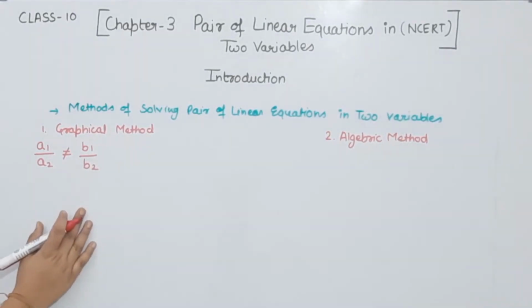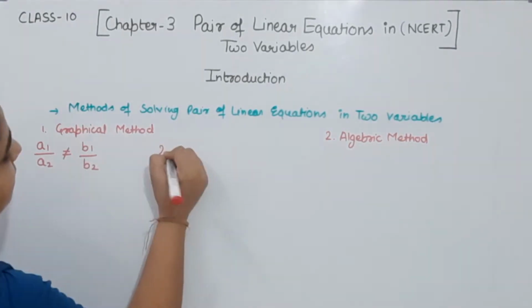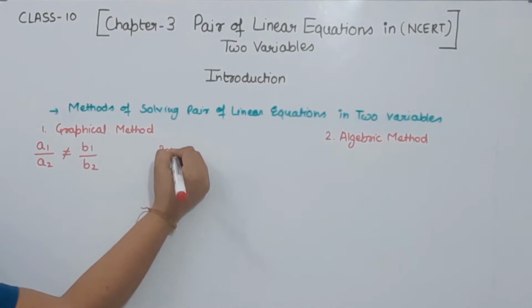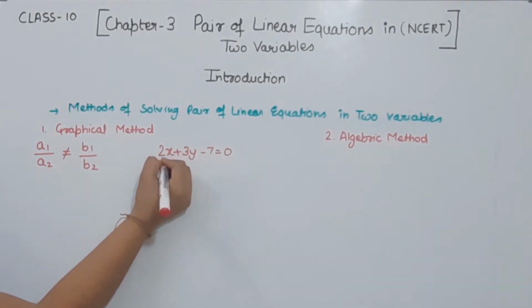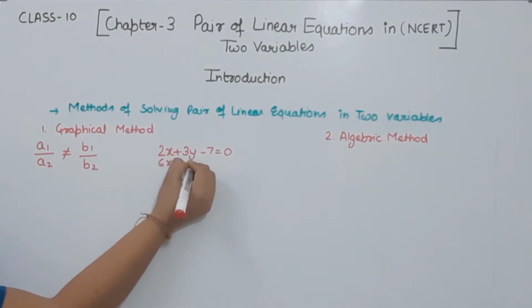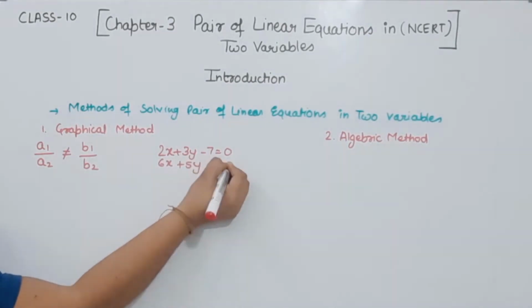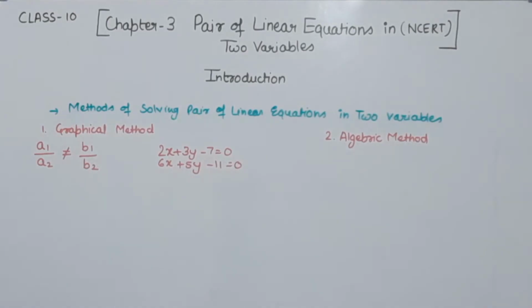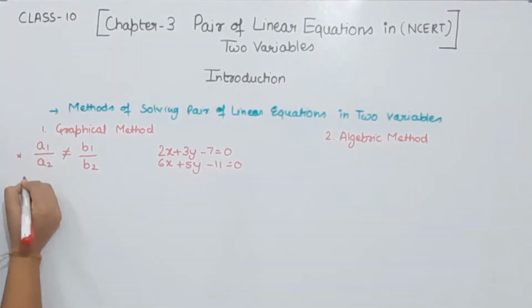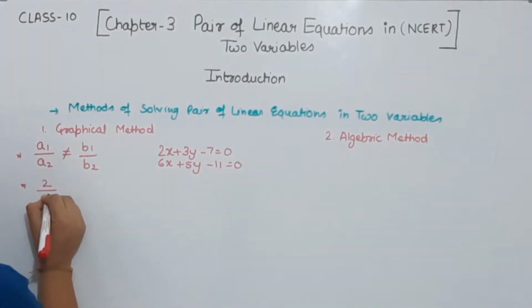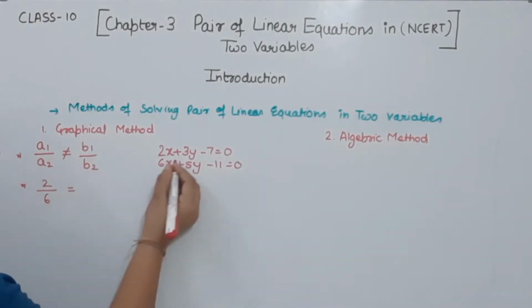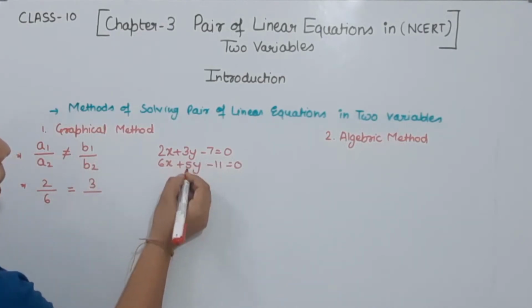In this case we are going to take the first example. This one is 2x plus 3y minus 7 equal to 0, and the second one is 6x plus 5y minus 11 equal to 0. Now we have to find a1 divided by a2, where a1 is 2 and a2 is 6, and b1 is 3 and b2 is 5.